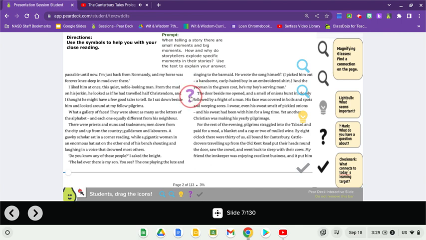The door beside me opened, and a smell of onions burst in, closely followed by a fright of a man. His face was covered in boils and spots and weeping sores. I swear even his sweat smelt of pickled onions, and his sweat had been with him for a long time. Yet another Christian was making his yearly pilgrimage.